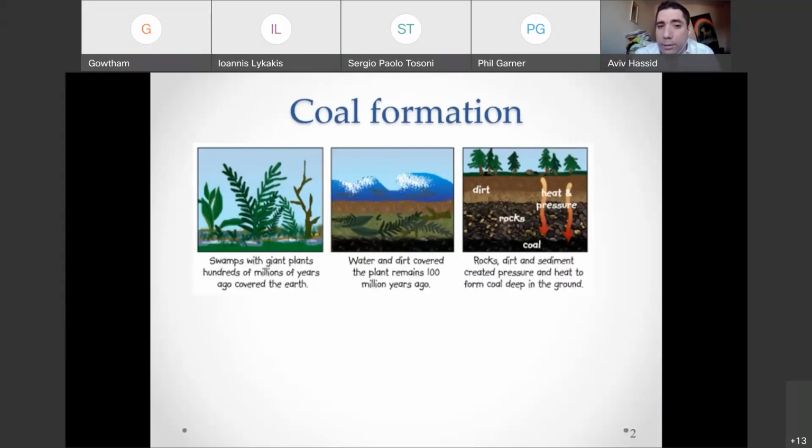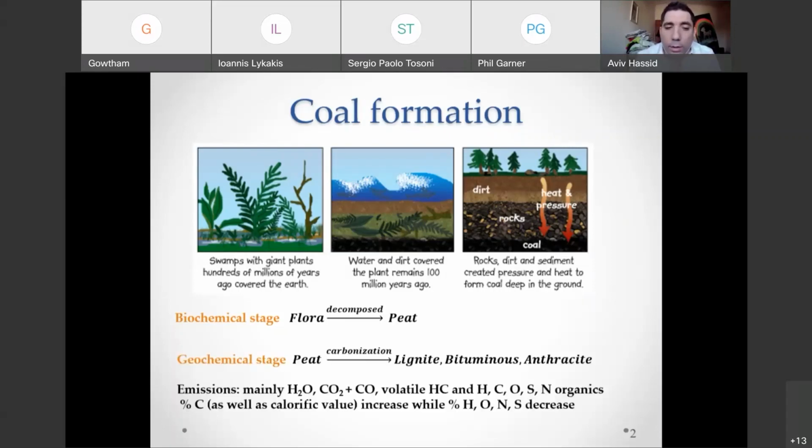Coal is actually plants that were buried under rocks and dirt, and through the ages, the heat and the pressure transform into what we know today as coal. The coal formation actually separates into two stages. The first one is the biochemical stage, where the flora decompose into peat. In the second stage, the geochemical, the peat goes through carbonization into lignite, bituminous, and anthracite coal.